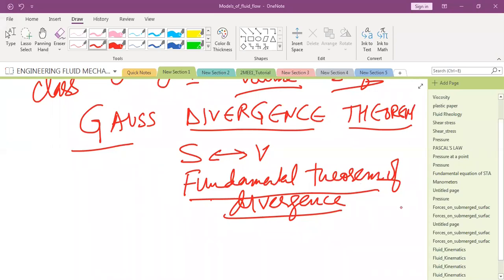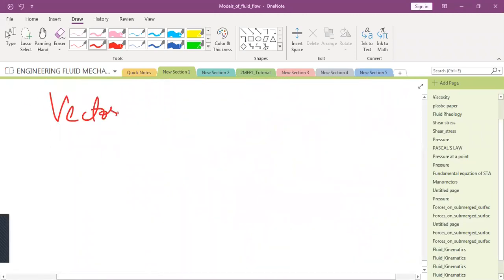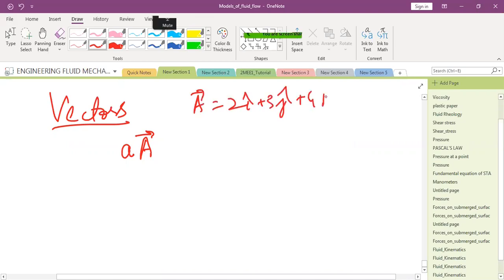So now let me know if you remember vectors. Do all of you know vectors? Yes, sir. So if there is a vector A, if you multiply this with a constant, this is one operation that you can do on a vector. Say A was 2i plus 3j plus 4k and the constant was 3. Then each component gets multiplied by 3. Is this clear?